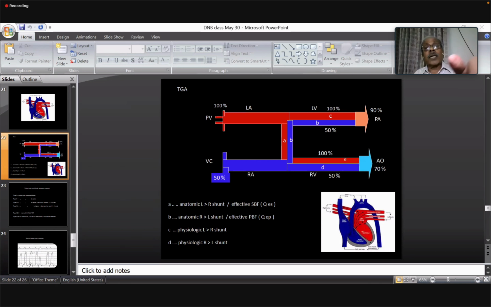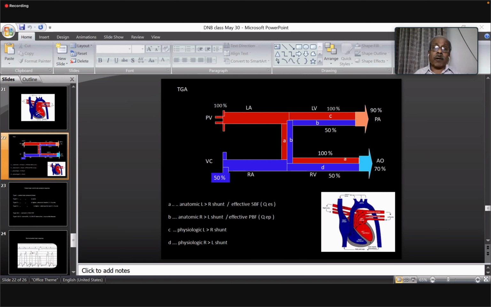So this is anatomical left-right shunt. That is, from the left it is going. It is saturated blood which is going from the left side to the right side. And that goes to the aorta. So that is the effective systemic blood flow. That is the oxygenated blood which crosses and goes to the tissues. That is the effective systemic blood flow. That is, the anatomical left-right shunt is the effective systemic blood flow.